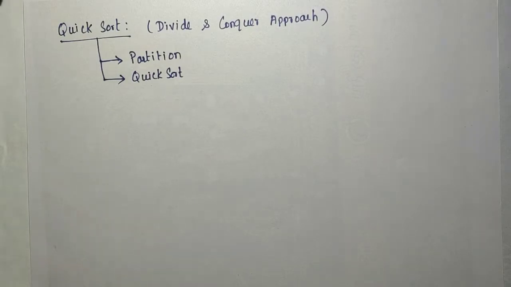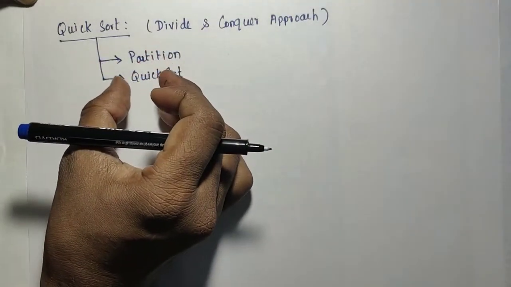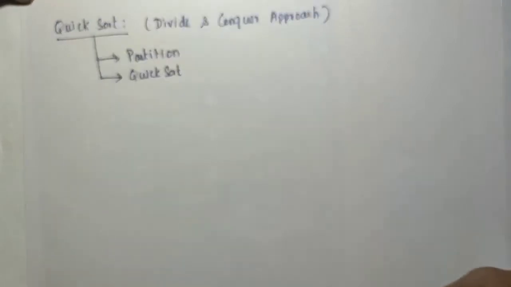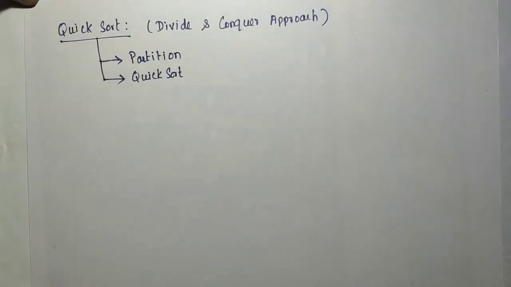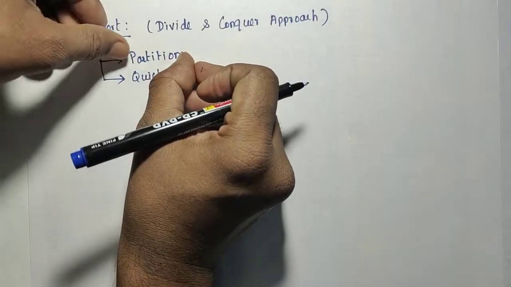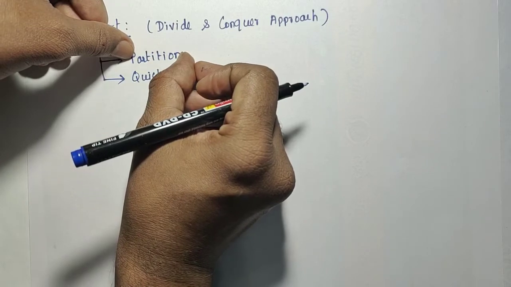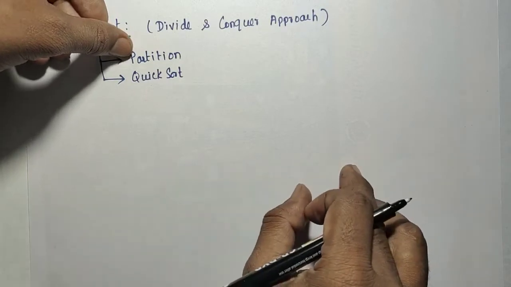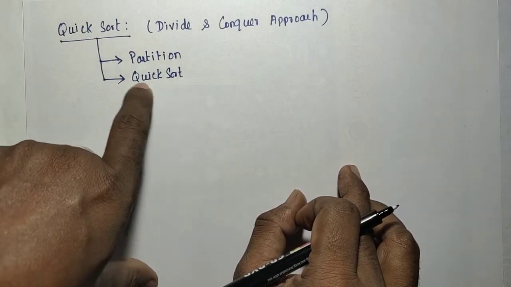Here in merge sort, we simply find the middle element, middle equals P plus R by 2. But in quicksort, for dividing the input, we are going to use an algorithm called partition. In merge sort, for combining the solution, we use another algorithm, merge. Here for dividing the input, we use the partition algorithm. After that the input will be divided into two parts, and the two parts will be sorted by using the quicksort algorithm.